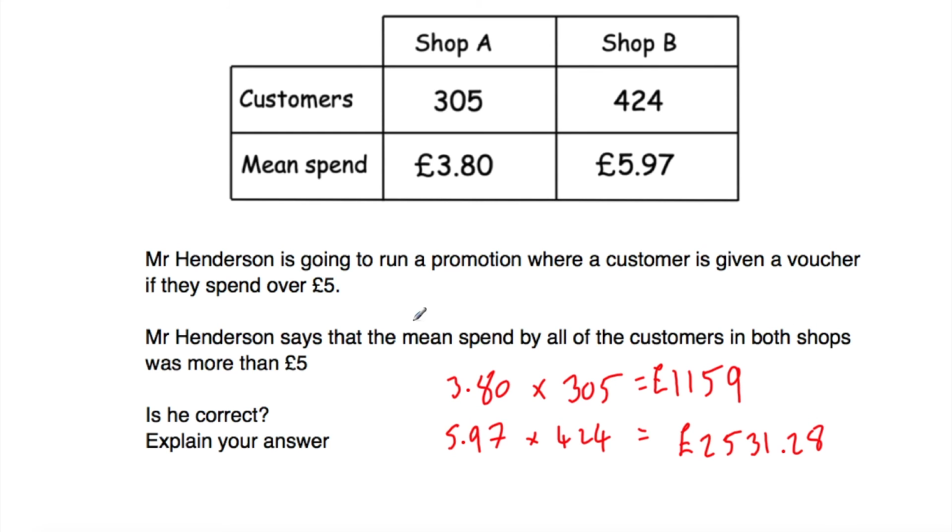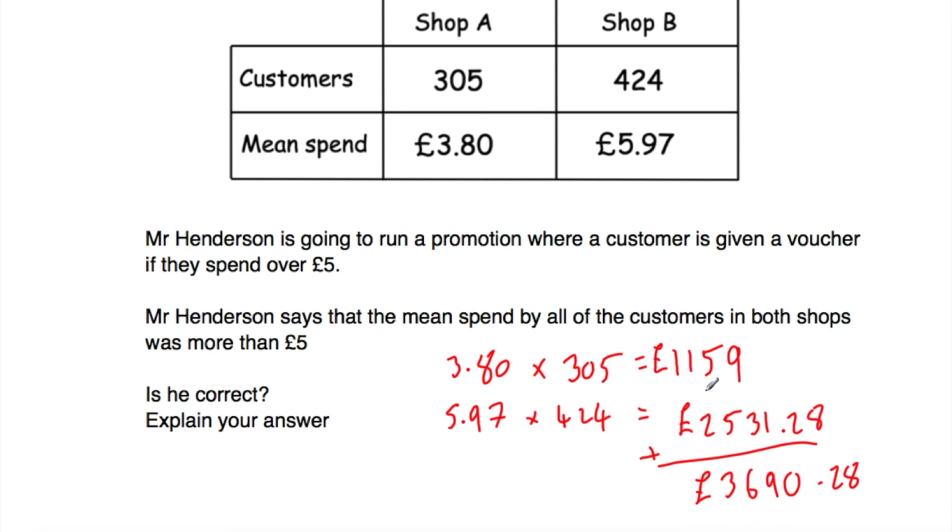So we've got how much money was spent in shop A, we've got how much money was spent in shop B. Remember, Mr. Henderson says the mean amount of money spent by the customers in both shops was more than £5. So we're trying to find out that combined mean. So let's add these up and see how much money was spent in the shops. So that plus 1,159 is equal to £3,690.28. So that's how much money was spent altogether in those shops. Now, to work out the mean, what we need to do is work out how many customers there were.